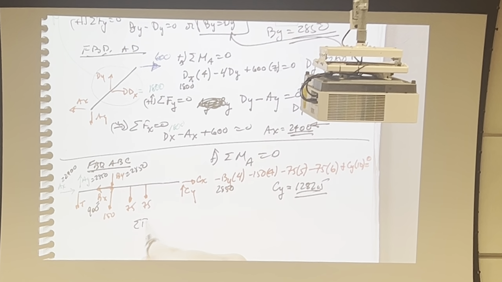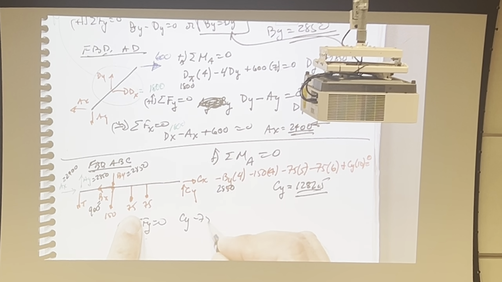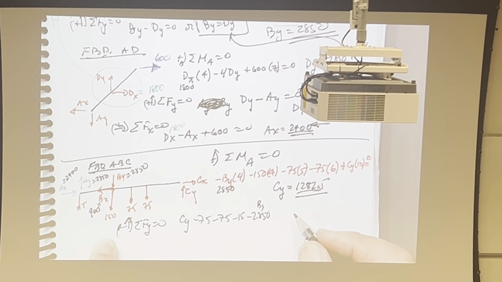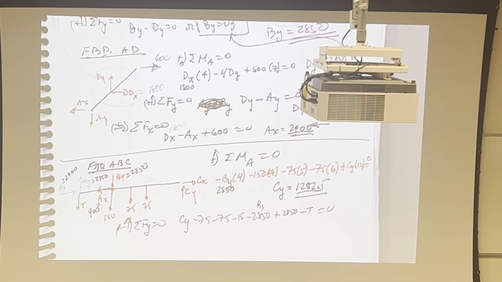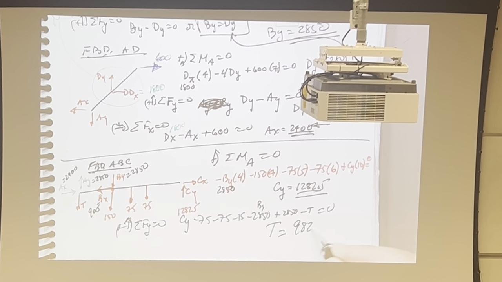Do a sum of forces in the Y equals 0, positive upwards. That's going to be CY minus 75, minus 75, minus 150, minus 2850, which is BY, plus 2850, minus T equals 0. I already know what CY is, 1282.5. T comes out, 982.5.